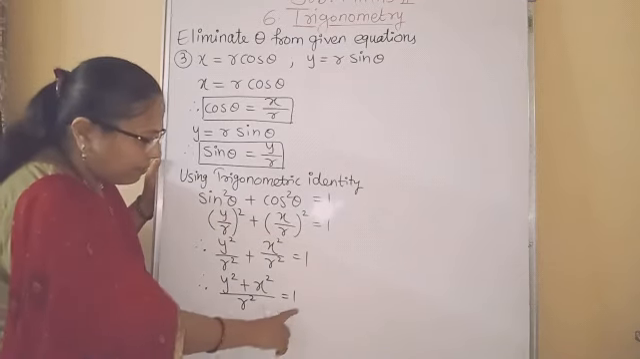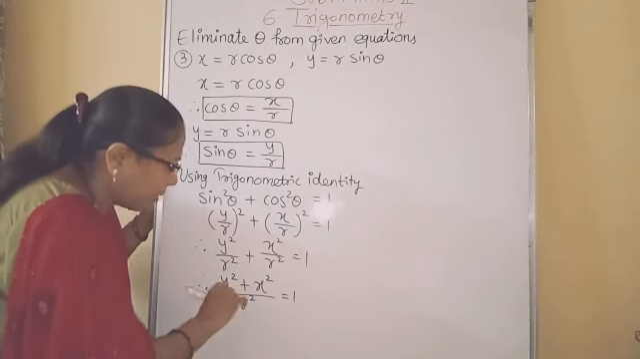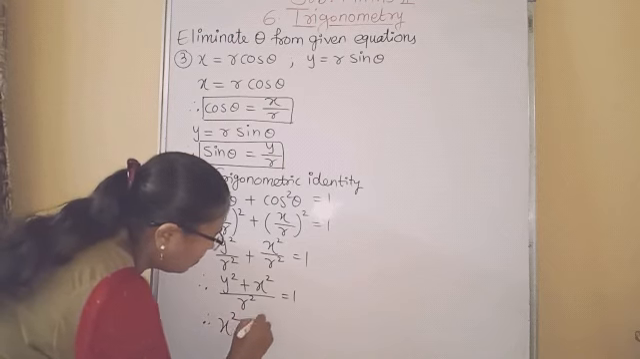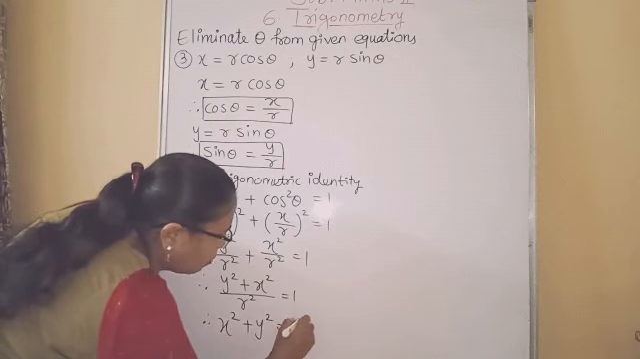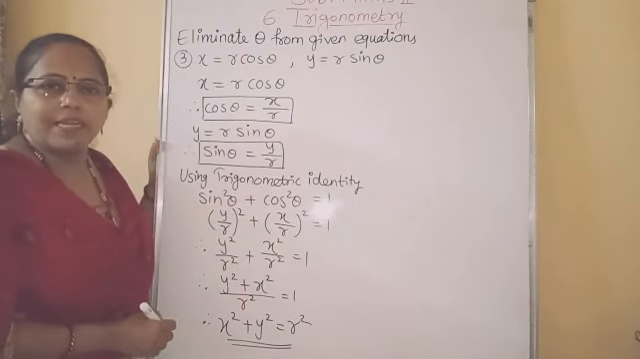Now this r square we will take on this side. And this we will arrange properly. x square plus y square is equal to r square. So this way we eliminated theta.